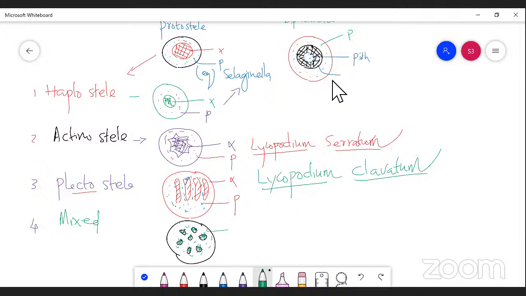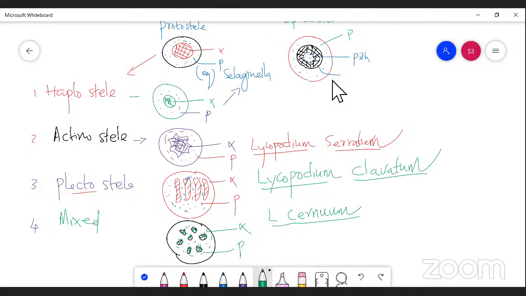It can be observed, as I mentioned, as labelled, it's a xylem and it's a phloem element. It is formed in case of Lycopodium sternum. This is one of the members of pteridophytic members. I repeat once again, a protostele is further divided into four types. The first one haplostele, second one actinostele, third one plectostele, fourth one mixed stele, right?